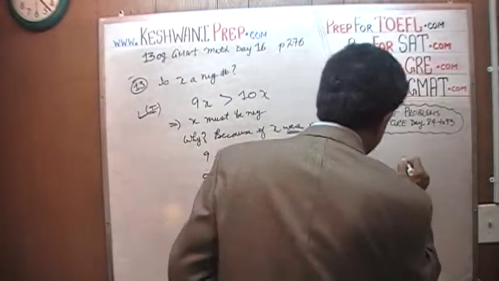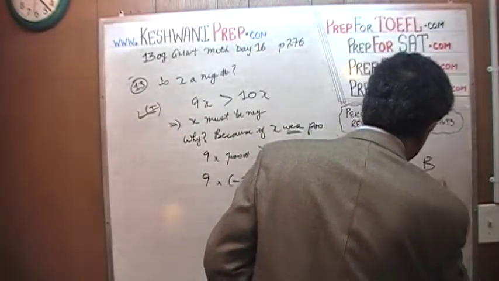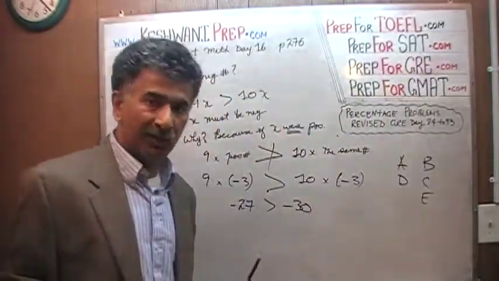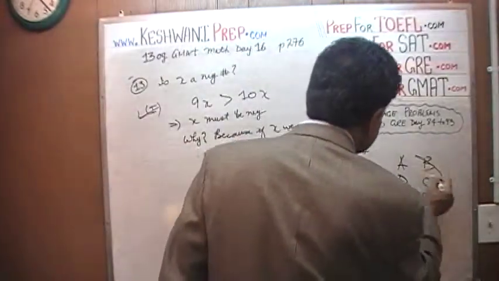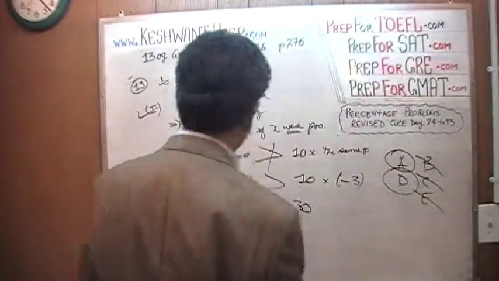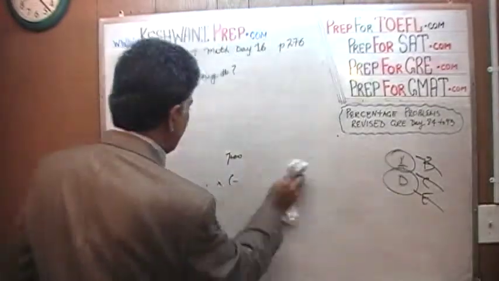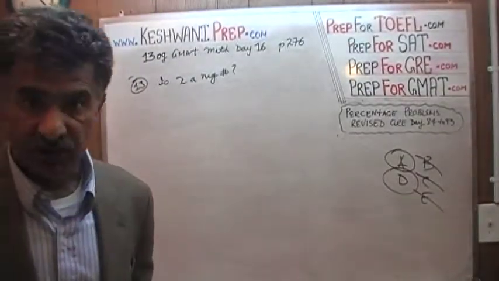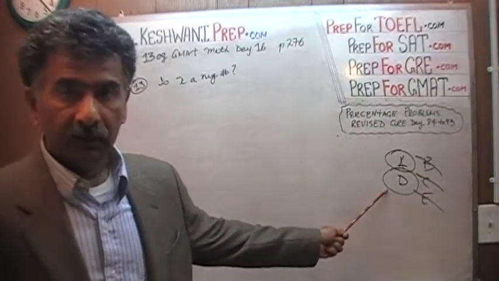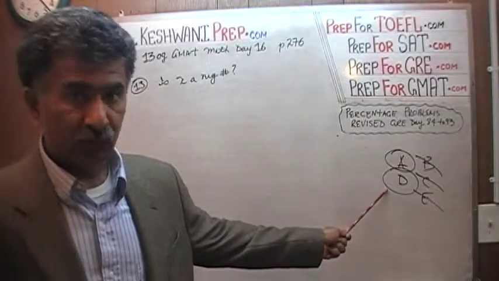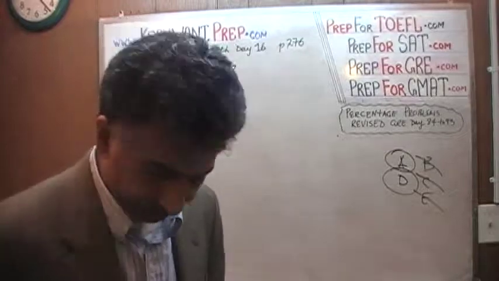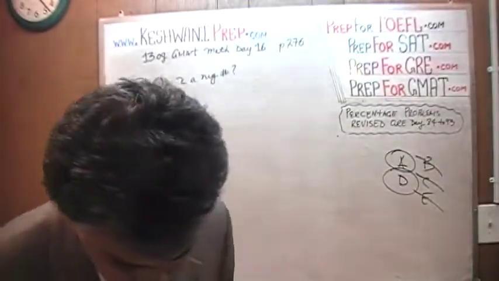Just put down here A, D, B, C, E. Since statement 1 works, the answer cannot be B, C, or E. It's got to be either A or D. Let's look at the second statement. If it turns out that the second statement also does the job by itself, then the answer would be D. If it does not do the job by itself, then the answer would remain A.